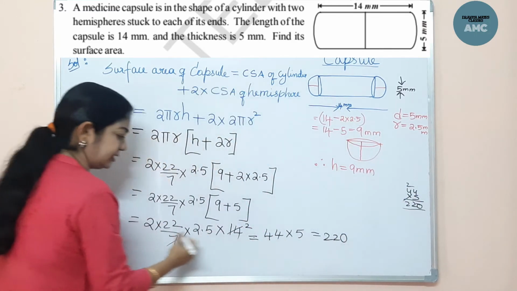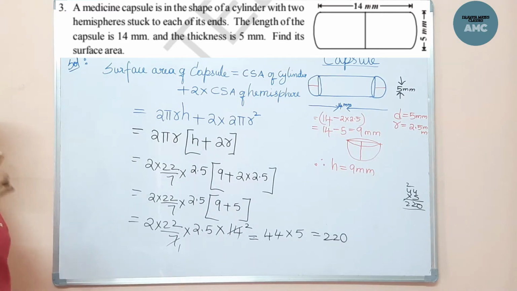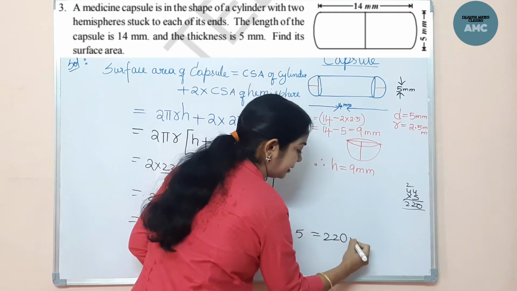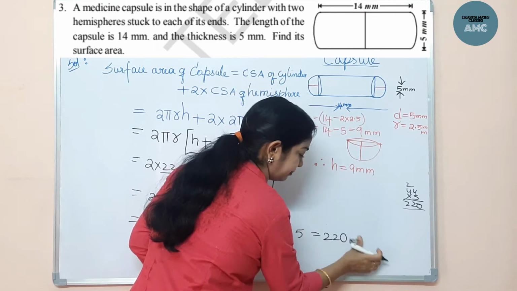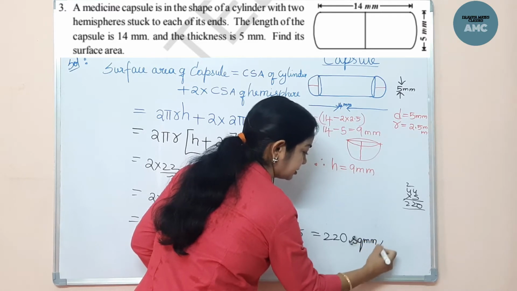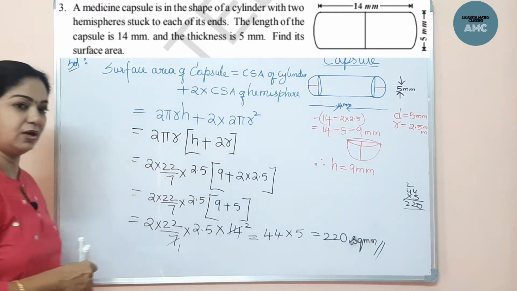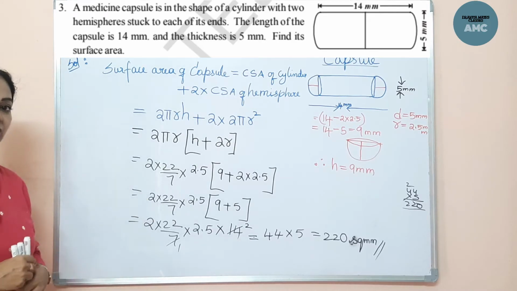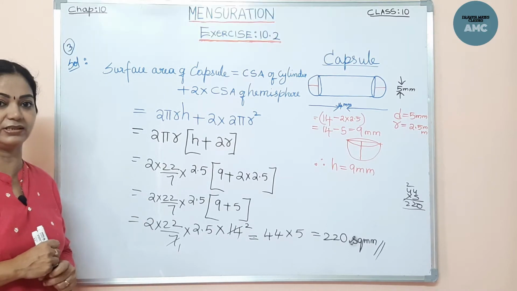220. Okay. This is the total surface area of the capsule. The dimensions here are millimeters. Okay. That means square millimeters, or we can simply write millimeter square. So like this, the combination of the solids, the surface area, we will be finding. Quickly pause the video, note it down. Let's see the next one.